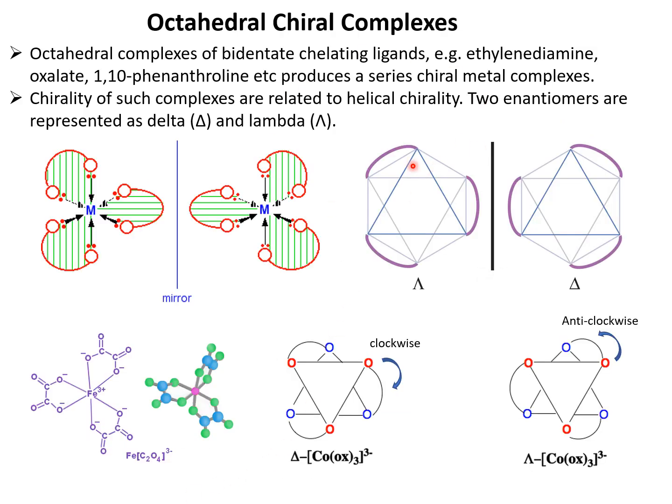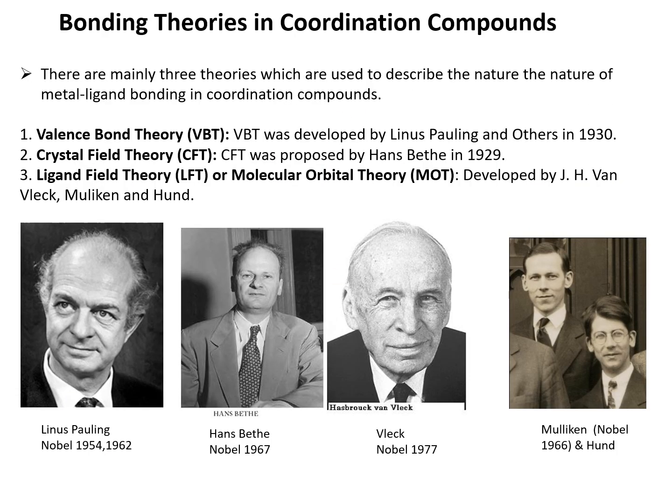Here are some more examples of octahedral chiral complexes. We can skip this. Let us move on to the theories of coordination compounds. Several theories were proposed by several well-known scientists: valence bond theory, crystal field theory, and ligand field theory. Ligand field theory is also called MOT, the well-known molecular orbital theory.